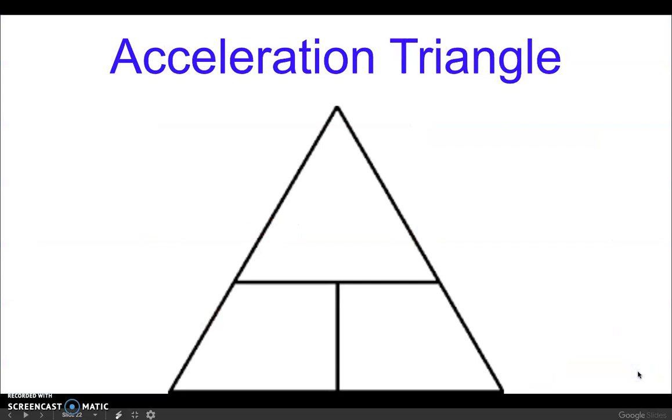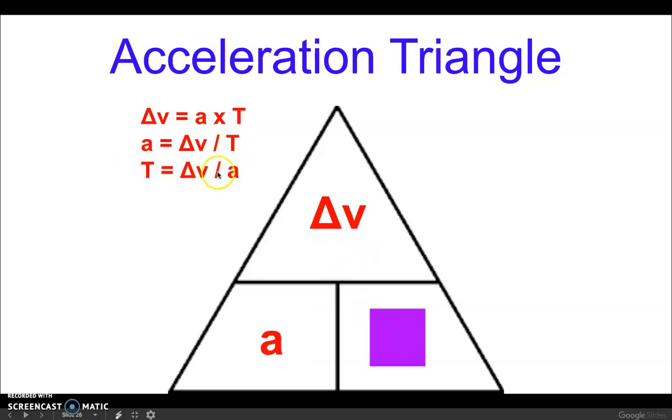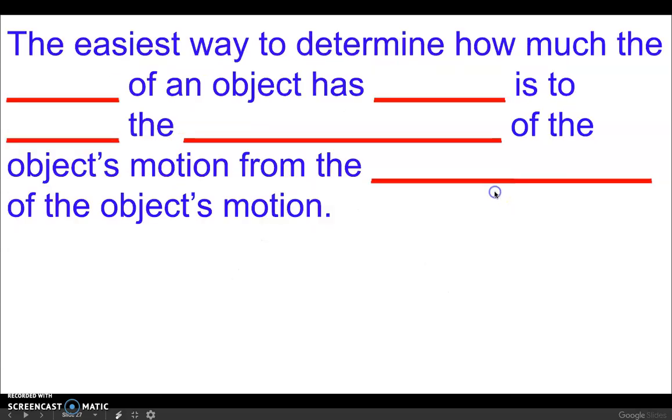Okay, so we're going to be dealing with this acceleration triangle today. And so we can see delta V goes on the top, and then A and T go on the bottom. And so when we cover up delta V, we get delta V equals A times T because those two are at the bottom. When we cover up A, we get A equals delta V over delta T, or delta V divided by delta T. And then when we cover up T, we get T equals delta V divided by A. Okay, so then let's go through some examples.